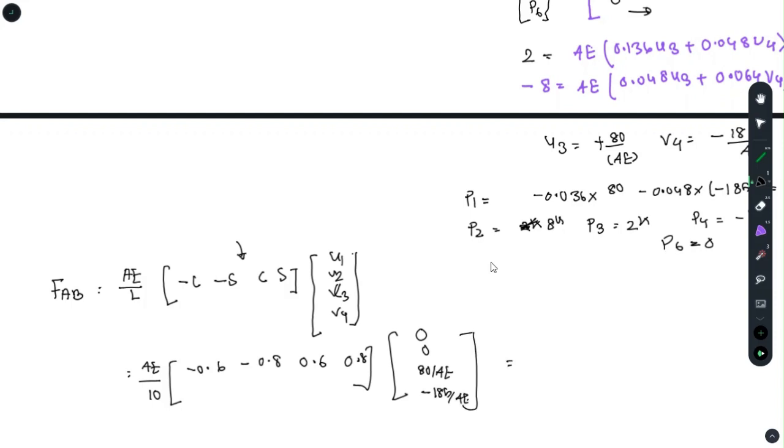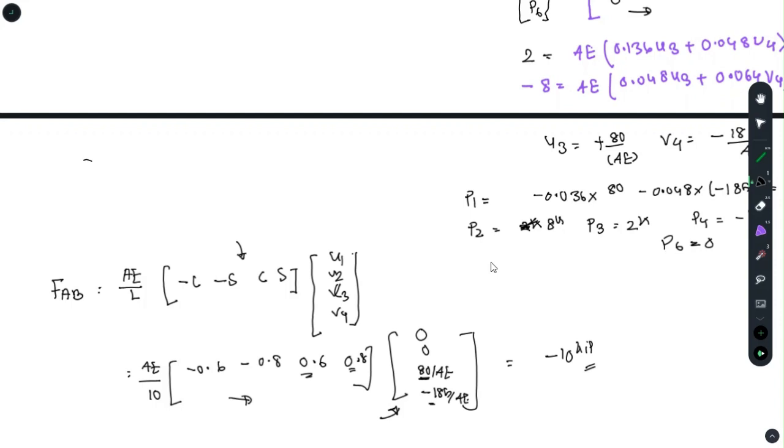You just multiply this row matrix with this column matrix, multiply 80 with this value, multiply this value, and add them, and eventually you will get a value of minus 10. So this is the bar force of the member AB.